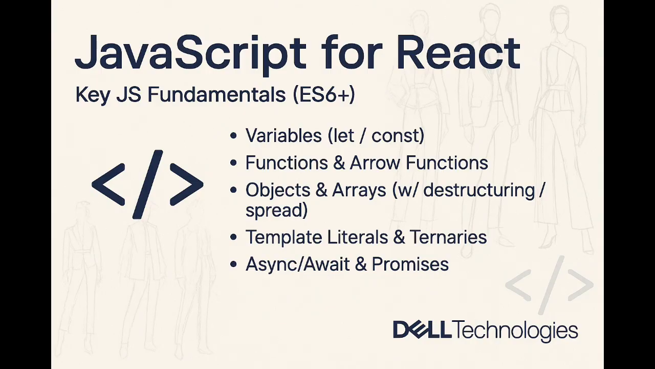Moreover, you'll often pass functions around as props or to event handlers. For example, a button may be given a function to call when clicked. Understanding how to define and use functions is therefore essential. There are a couple of ways to define functions in JavaScript. The traditional way is the function declaration or function expression.